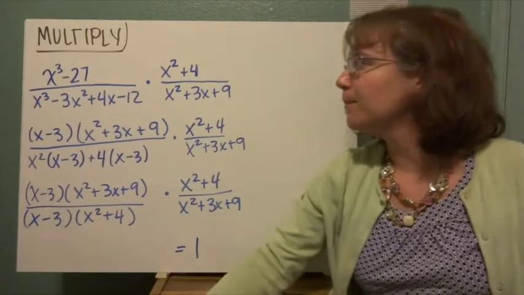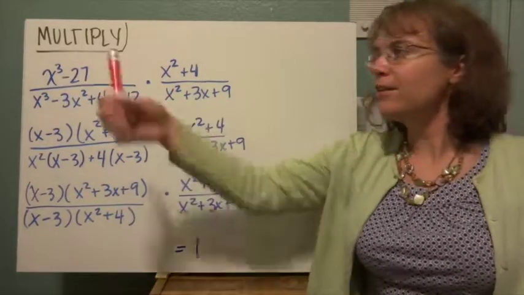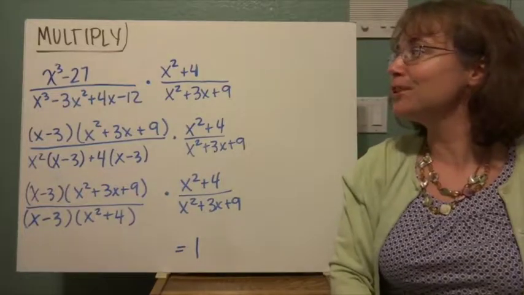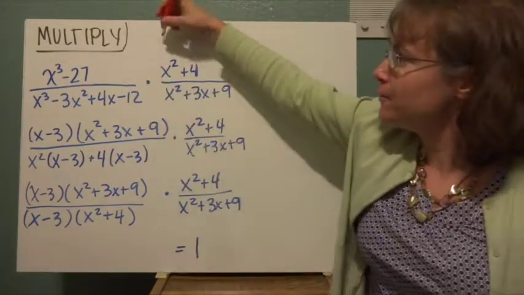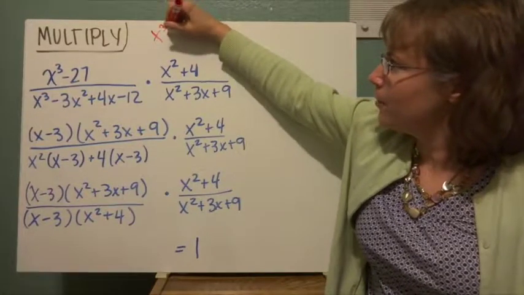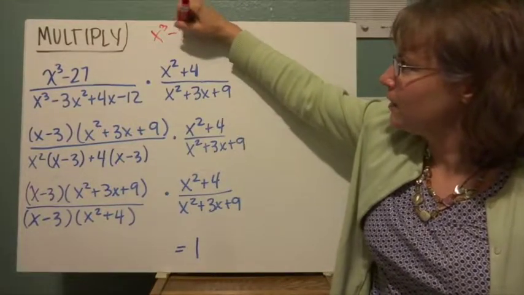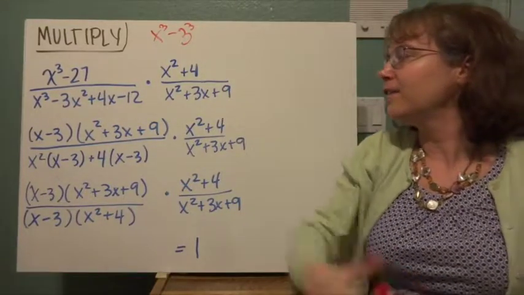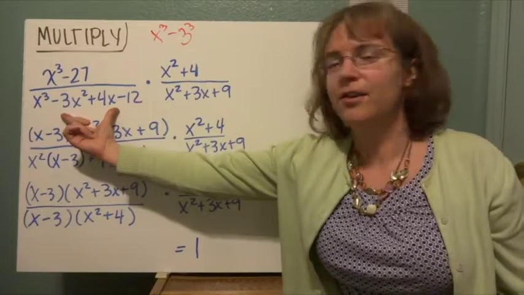Let's look at a little bit more complicated one. So I have x cubed minus 27, and I'm recognizing that right now as a difference of cubes. A difference of cubes is when you have two numbers and both of them are cubed. So 27 I know is 3 cubed. And then it's over this lovely thing down here.